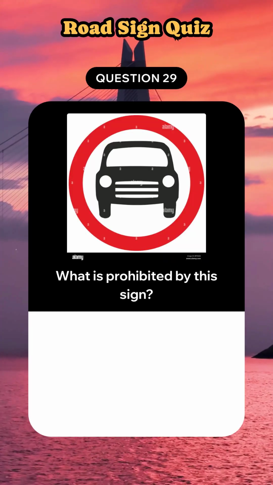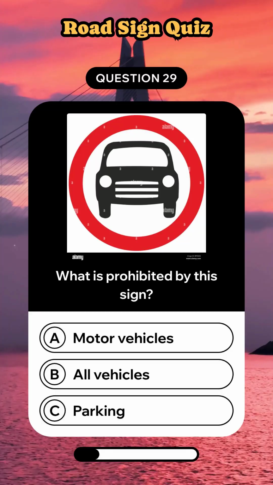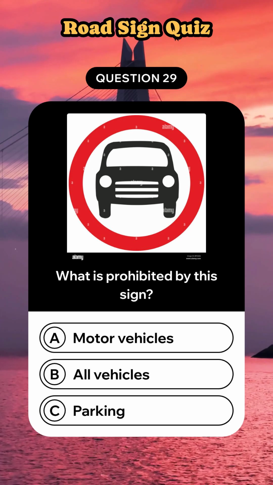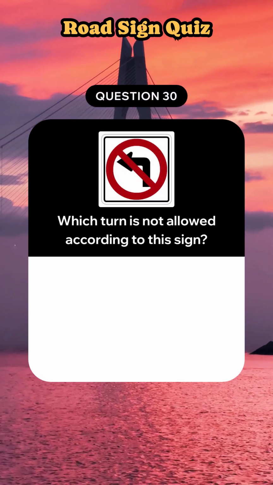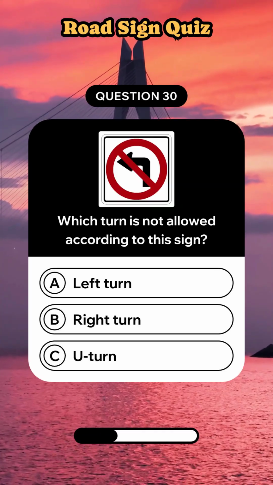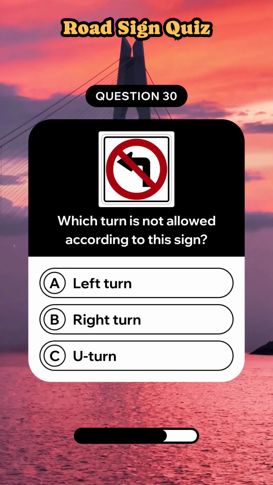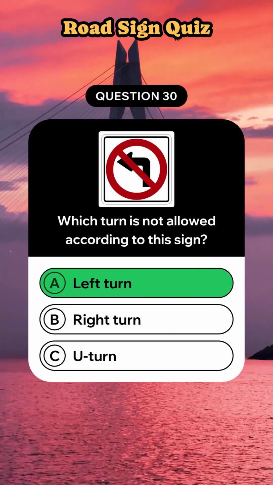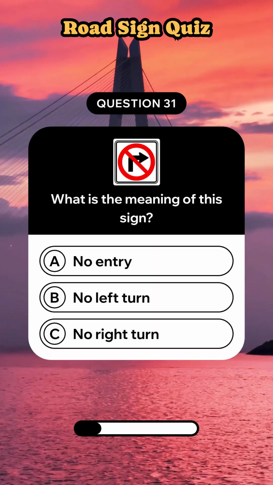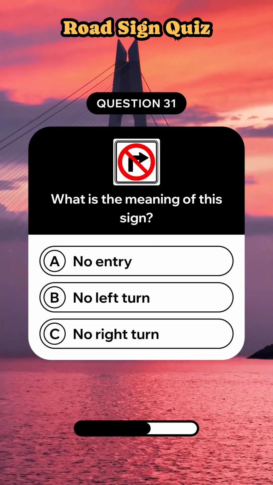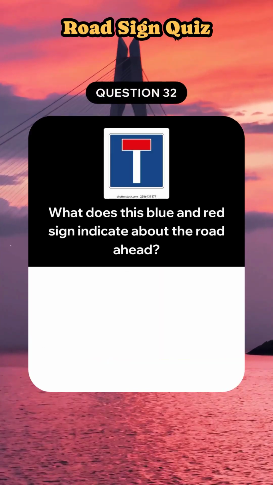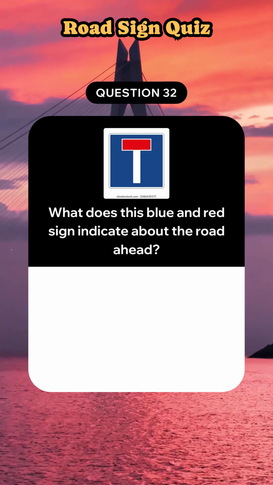What is prohibited by this sign? Which turn is not allowed according to this sign? What is the meaning of this sign? What does this blue and red sign indicate about the road ahead?